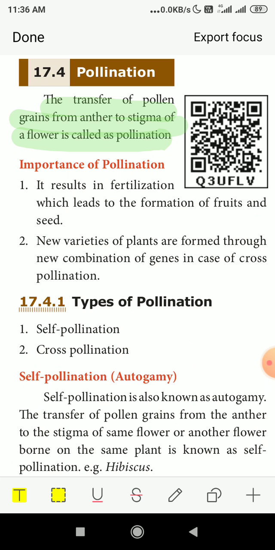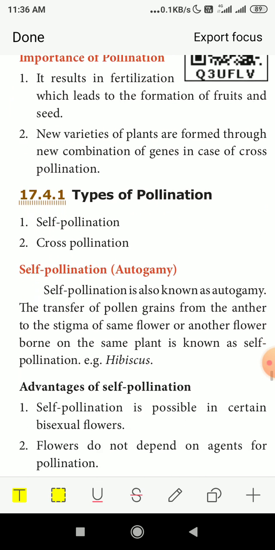New varieties of plants are formed through new combinations of genes in the case of cross pollination. In self pollination, new types of genes cannot be formed. Now, the types of pollination: self pollination and cross pollination.